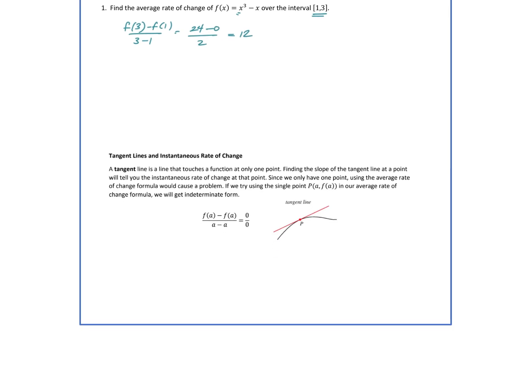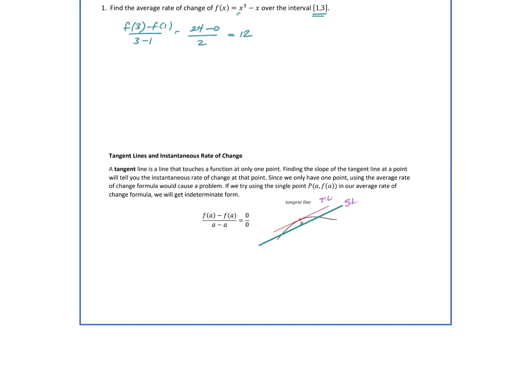So a tangent line is a line that touches a graph or a function at one point. A secant line runs through like that. Okay, so this is your tangent line, the red one. That is your secant line. So we're going to focus on the tangent line.